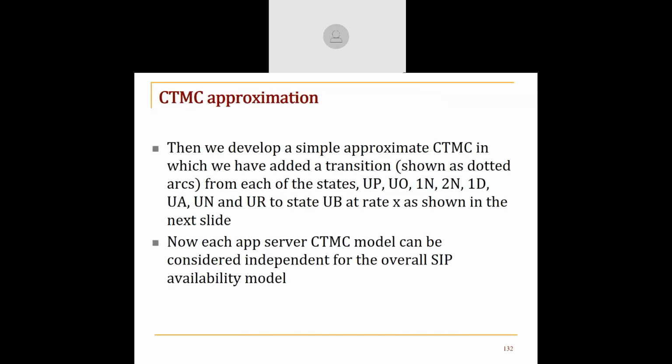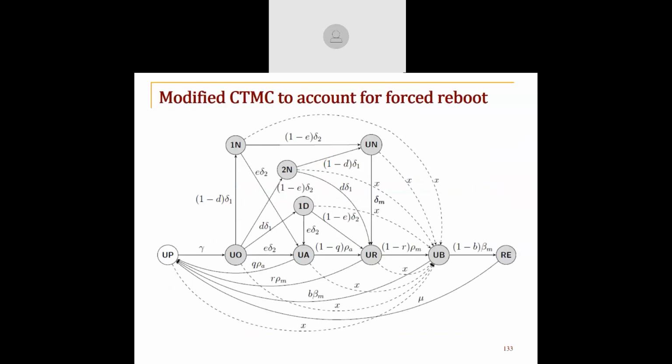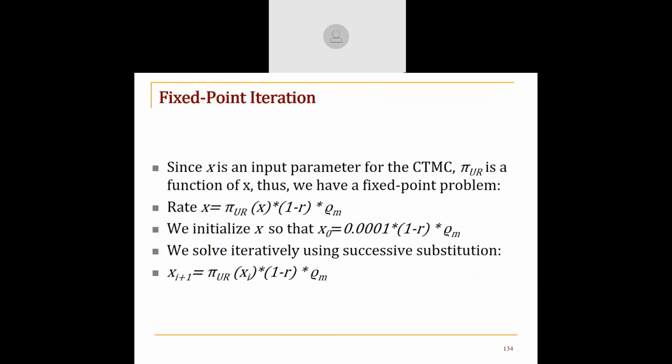But then I wanted to show that this can be done as a fixed point iteration problem. So I go back to the single Markov chain and I introduce extra transitions, which are the forced reboot of this app server due to the other app server co-resident on the same blade. I don't want to go through the details, but this leads to a fixed point problem. And this was solved and compared with the combined Markov chain. These details of the fixed point are left for you.